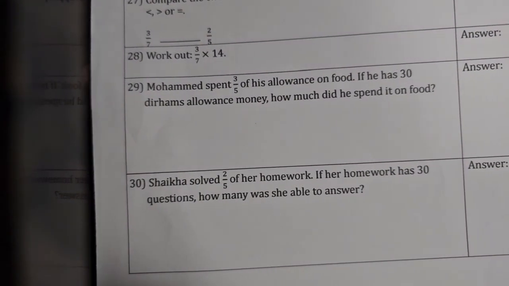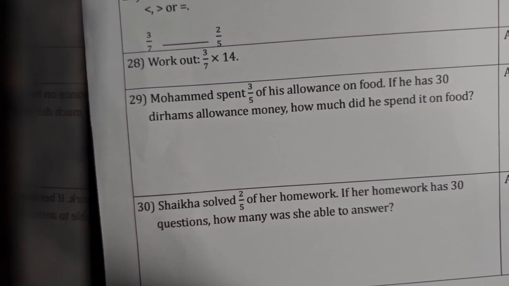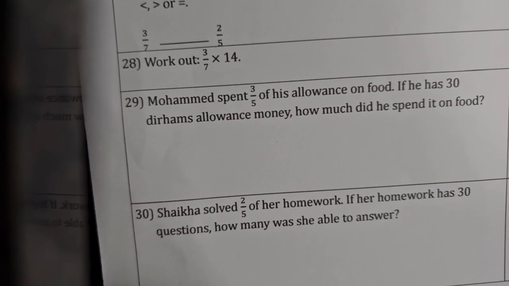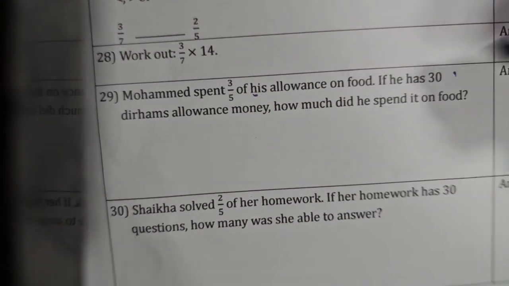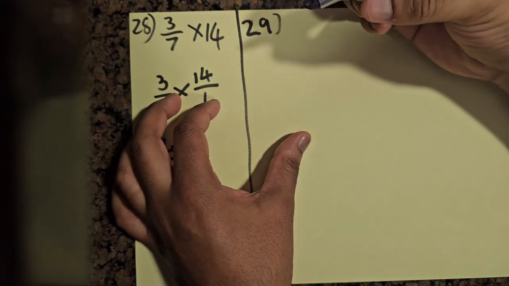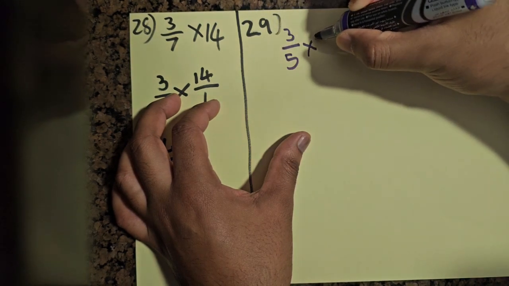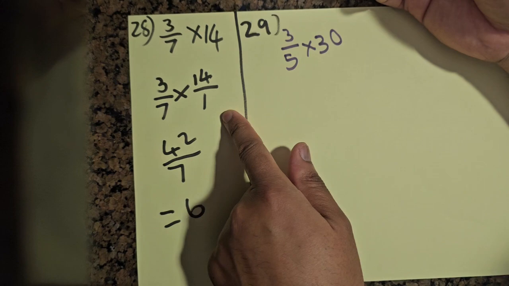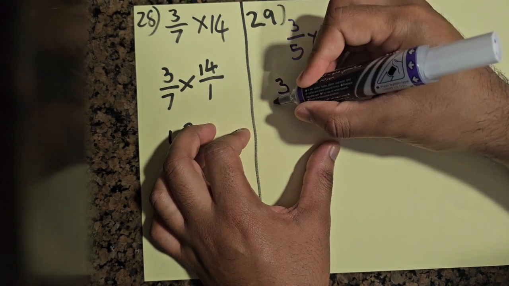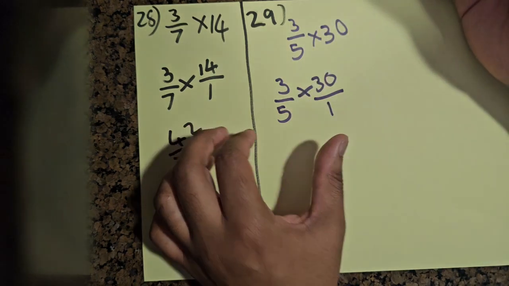So question 29 reads, Muhammad spent 3/5 of his allowance on food. If he has 30 dirhams allowance money, how much did he spend on food? So it's just a fraction of a whole. So we're going to say 3/5 of 30. So in this case, 3 over 5 multiplied by 30. Just like in the previous question, if we have a whole number, we can write it over 1. Okay, so we're going to change this to 3 over 5 times 30 over 1.